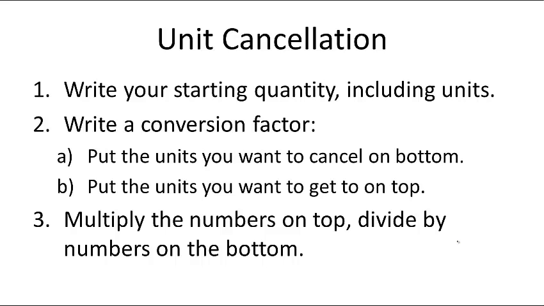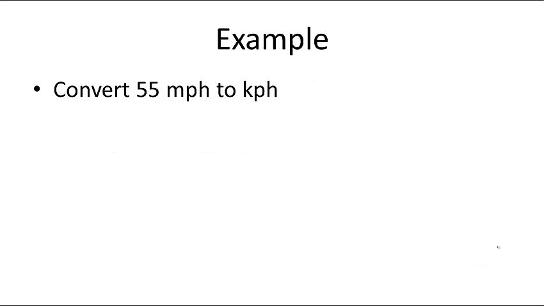So for me, it was 200 pounds. Put the units you want to cancel on the bottom, so that was pounds. The units you want on top, kilogram. And multiply the numbers on the top and divide by the numbers on the bottom, and I get 90.9 kilograms. All right. So pause here, copy this down. We'll practice this, but this is going to be valuable as we move forward in this unit and for the rest of chemistry.